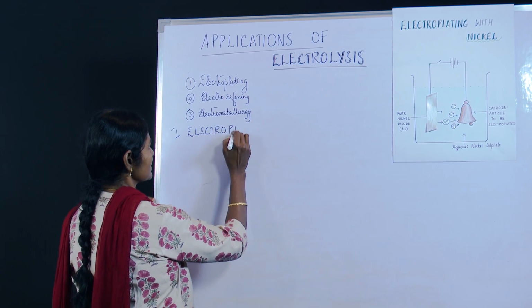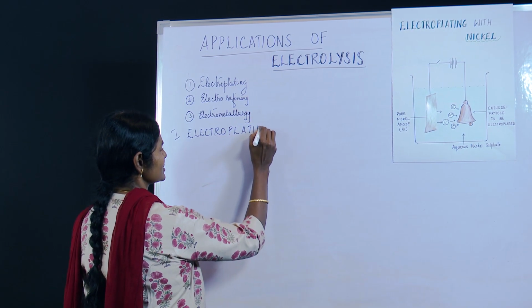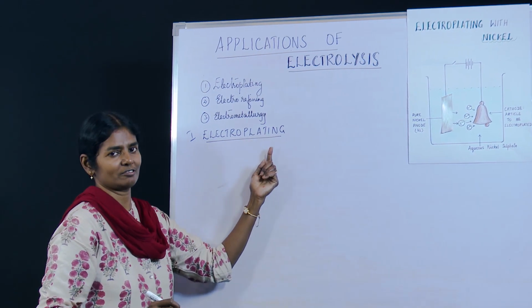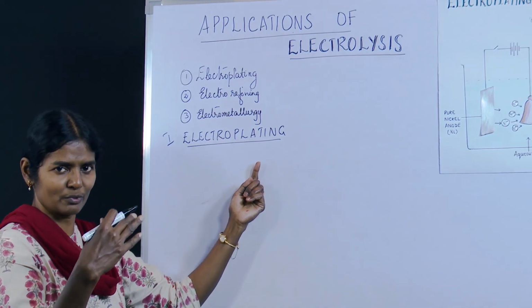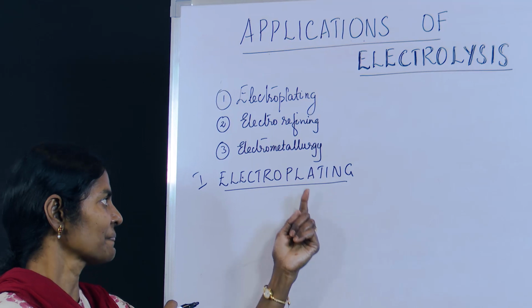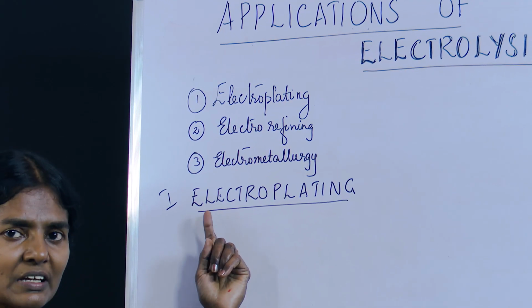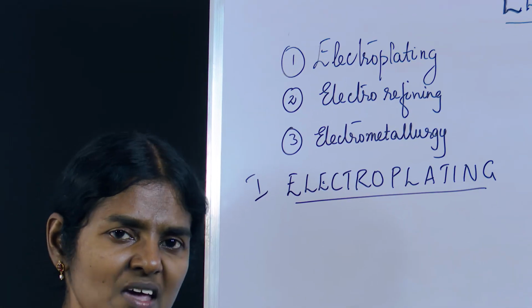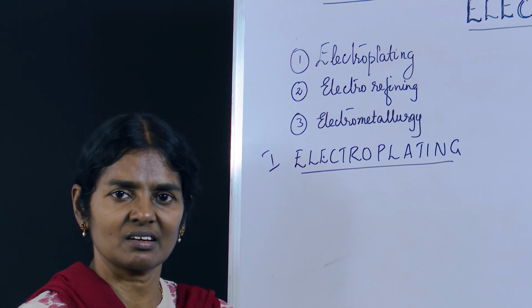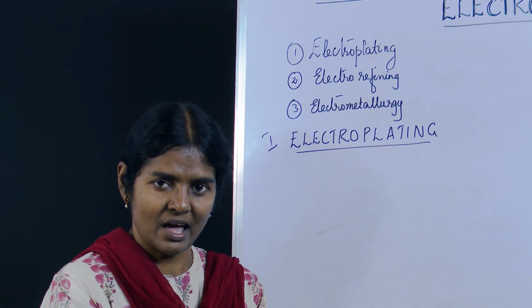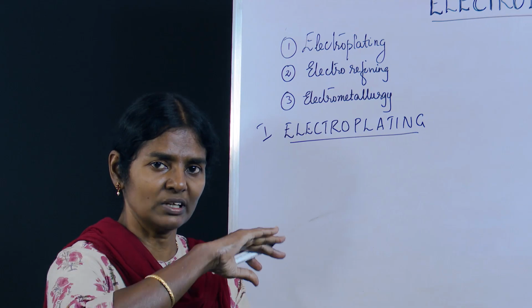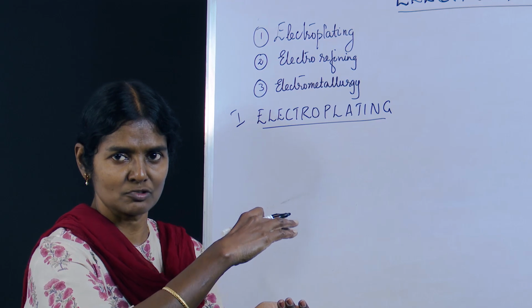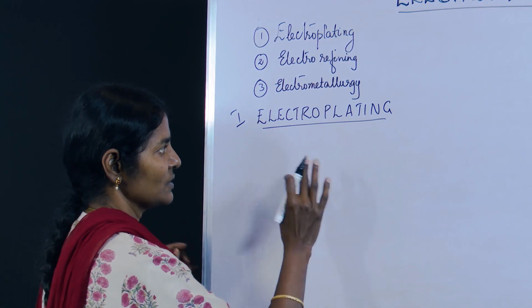What is electroplating? Plating means coating. There is a thin layer of coating that is given in the presence of electricity, and it is given over a base metal. That base metal is a highly reactive base metal, and over that you have a non-reactive or unreactive superior metal, and that is called electroplating.